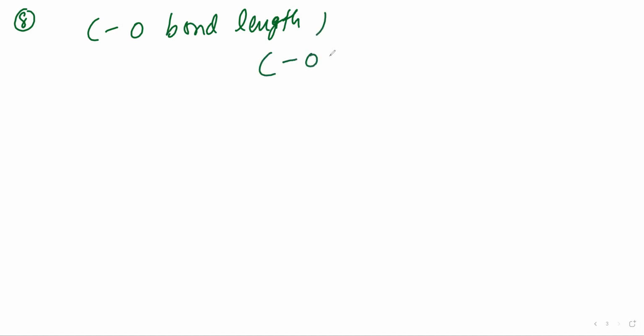Now look at the next sum, that is the 8th one. Which of the following has the longest CO bond length? The free CO bond length is given as 1.128 angstrom. So 1 angstrom means 10 raised to minus 10 meter. Right. It was asked in NEET 2016.